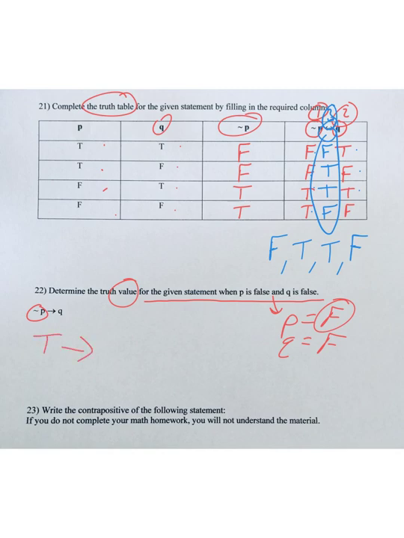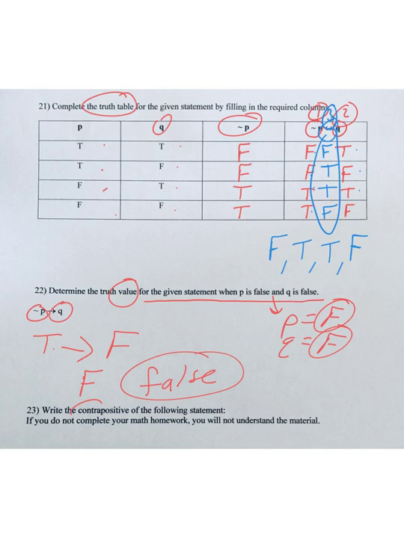Bring down the if-then arrow. Q is false. Plug it in. The if-then conditional arrow, when you have T pointing to F, if you look at your formula sheet, that makes an F for false. So the truth value for number 22 is false.